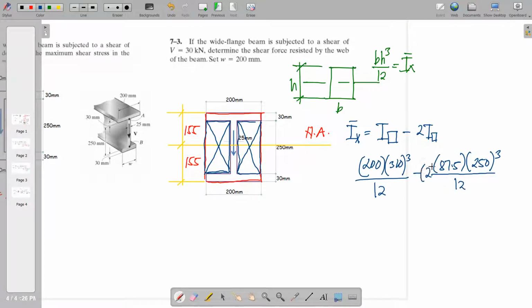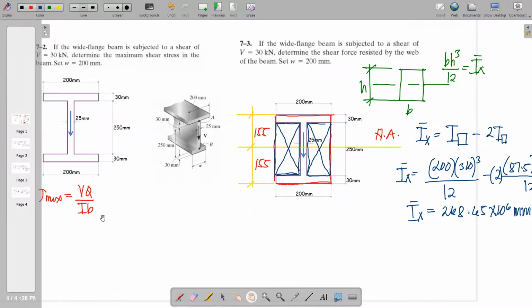We multiply that by 2 because we have two rectangles there. So we can right away get the value of I bar x of that symmetrical cross section. That yields 268.65 times 10 raised to 6 millimeter raised to 4. So we are done with our centroidal moment of inertia.